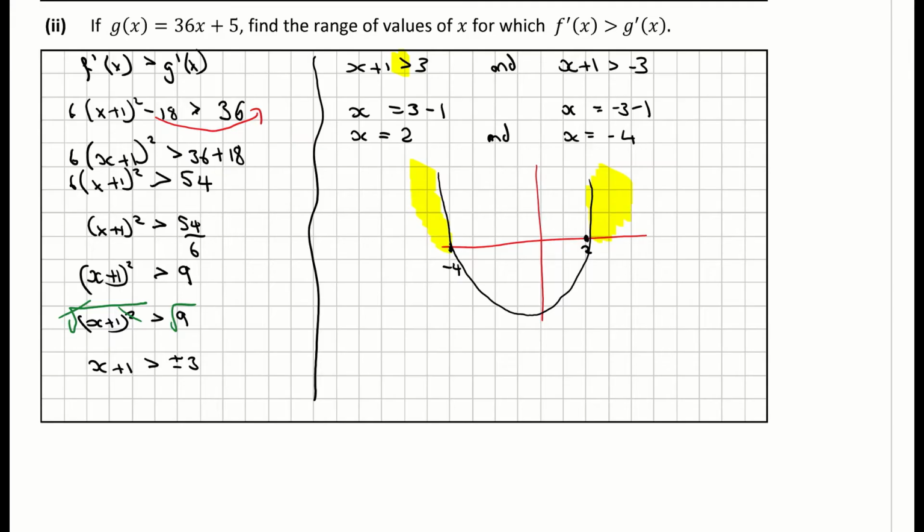We could have x is less than negative 4, so everything below negative 4, so this region here. And we also have everything above 2, so x is greater than positive 2. So that is the solution to part 2 of question 5. Now looking at part B.